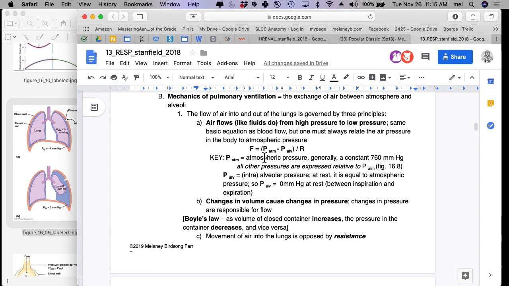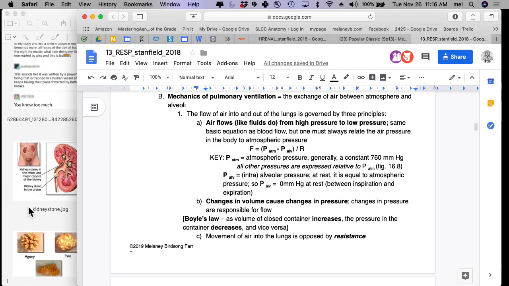Atmospheric pressure is generally a constant 760 millimeters of mercury. Now, it does differ at different elevations, but it's not going to differ dramatically over the course of a few minutes. Once you standardize to whatever elevation you're at, it's relatively constant over short periods of time. And then alveolar pressure is the intra-alveolar pressure, the pressure inside an alveolus. At rest, meaning between breaths, by definition, alveolar pressure is equal to atmospheric pressure. Does that make sense to you?